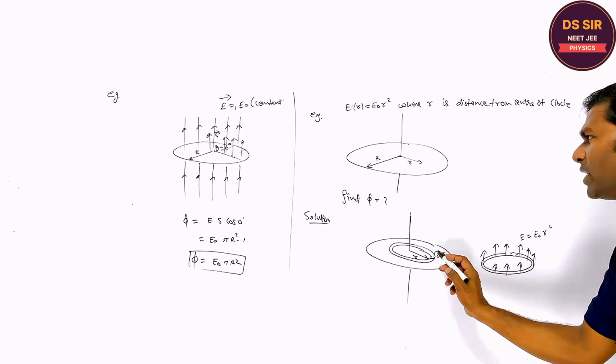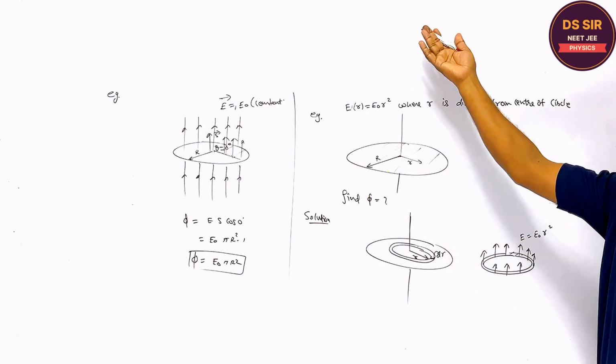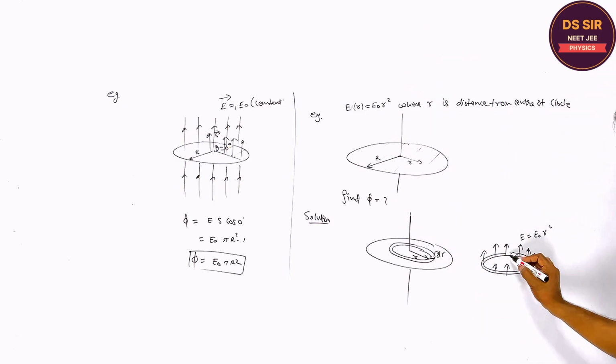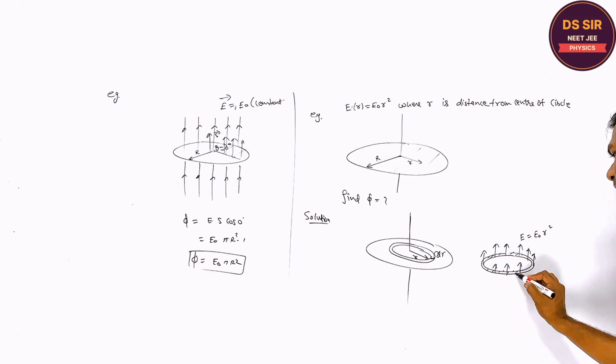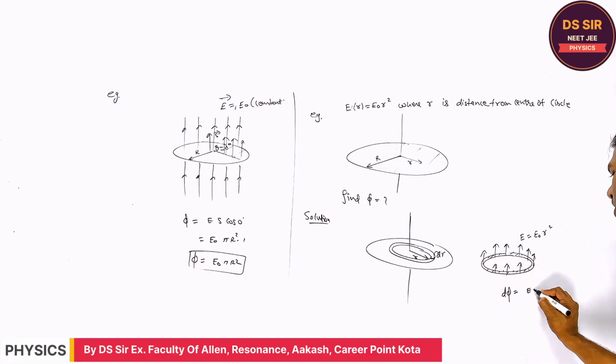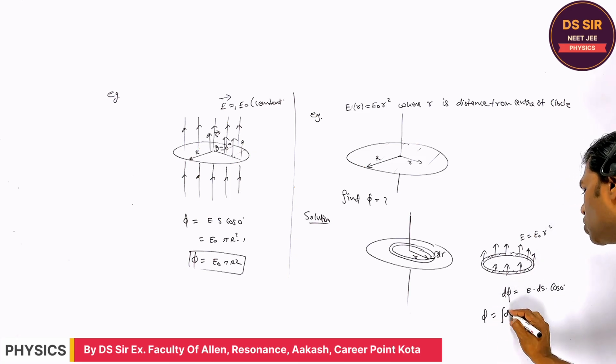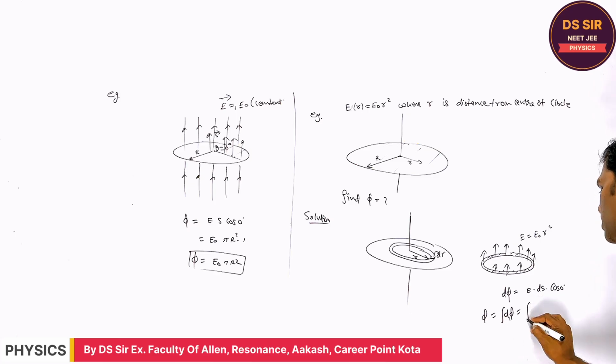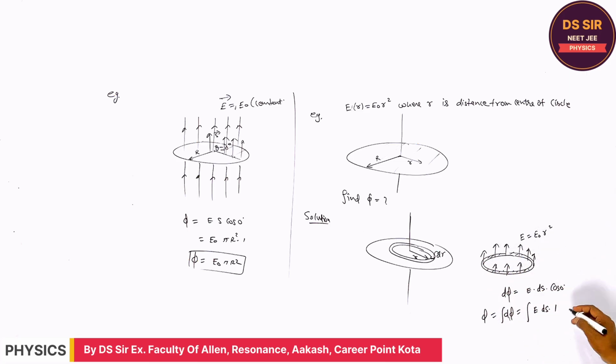Fine. So I cannot write the net electric flux linked with this surface directly, but at least I can write the elemental electric flux for this elemental ring of the width dr, E dot ds, E ds cos 0. And to find the net electric flux, you have to integrate this E ds. What is the electric field? At this point the electric field is nothing but E naught into r square.